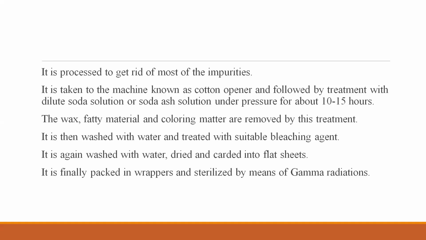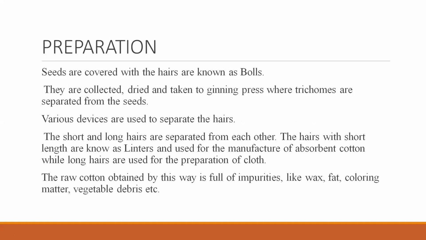The cotton we find in our homes is carded into flat sheets and sterilized by gamma radiation. So this is the basic process. I am again explaining it in brief. Firstly, we have to get the seeds. Seeds are covered with hairs. They are known as bolls. Then these bolls are taken to the ginning press, where their hairs are separated according to their length. That is the short hair and long hair.